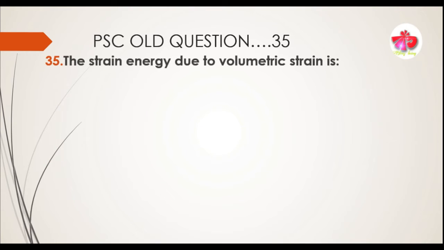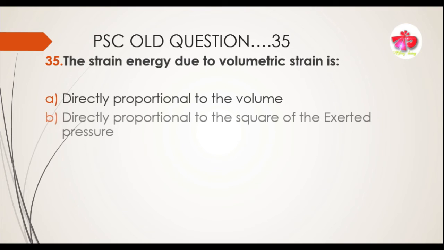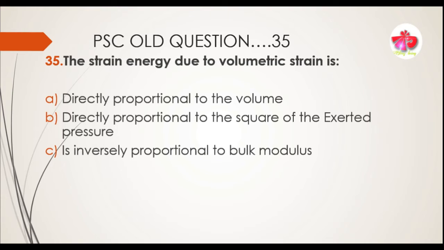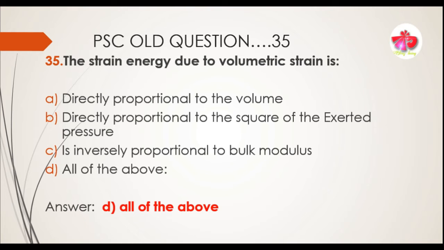Question number 35. The strain energy due to volumetric strain is option A, directly proportional to volume, option B, directly proportional to the square of the exerted pressure, option C, inversely proportional to the bulk modulus, and option D, all of the above. So friend, strain energy due to volumetric strain is option D, all of the above. So it is directly proportional to the volume, directly proportional to the square of the exerted pressure, and inversely proportional to the bulk modulus. So option D will be the correct answer.